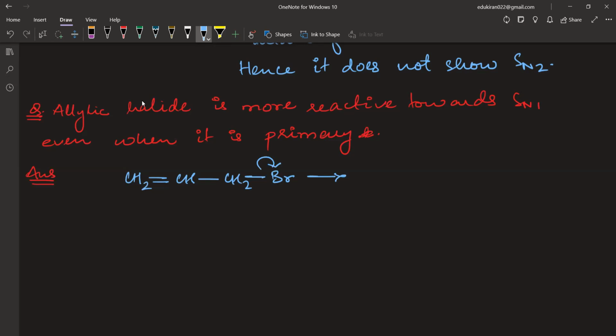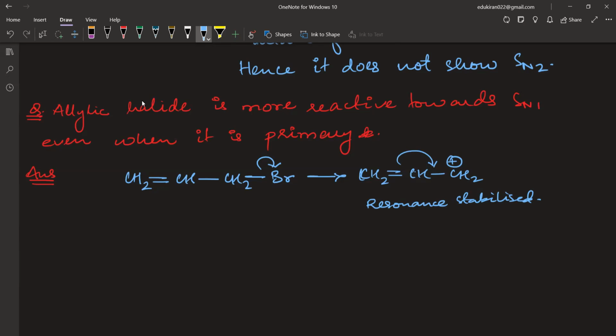This Br will leave. In SN1, what is happening? You will form carbocation, CH2. The carbocation will only be formed when the bromine leaves. So you will have CH2 double bond, CH single bond, CH2, and this will have a positive charge. And this is now what? It is resonance stabilized, right? And since this is resonance stabilized, what will happen? It will be formed in a very higher amount and it will be formed very easily.